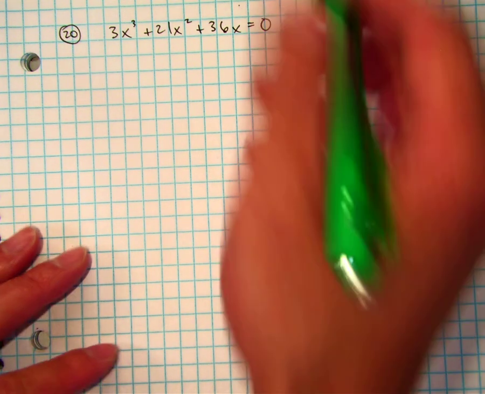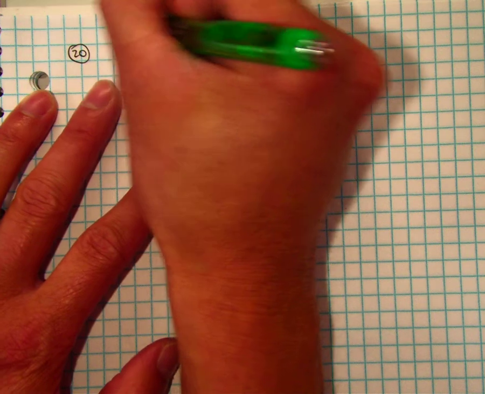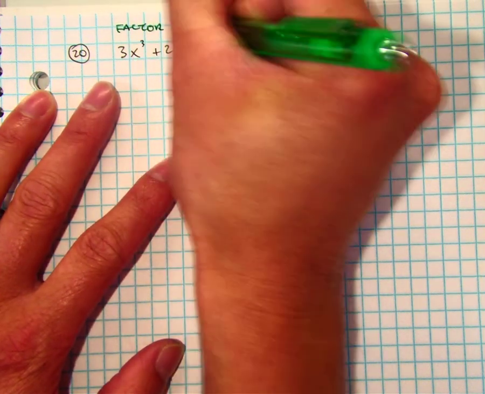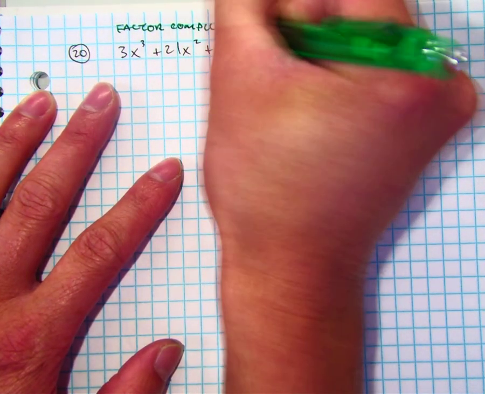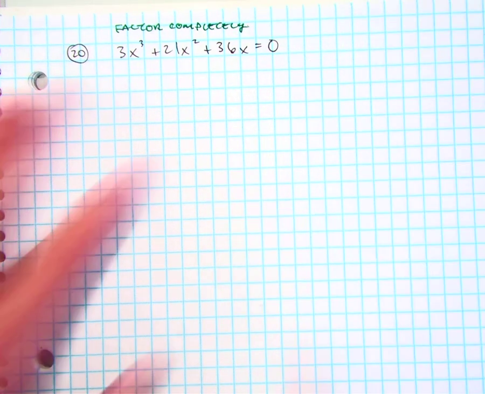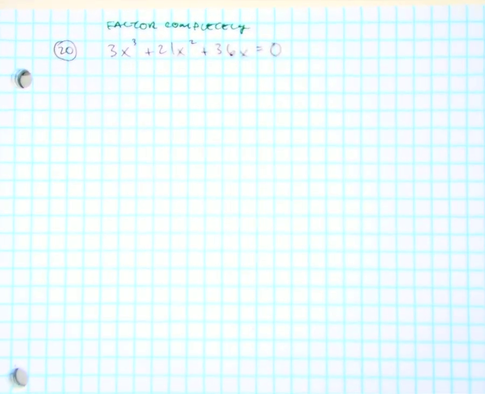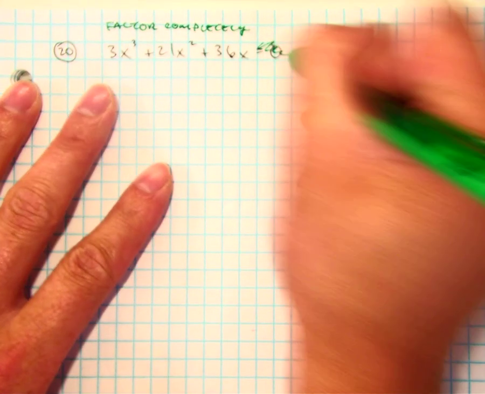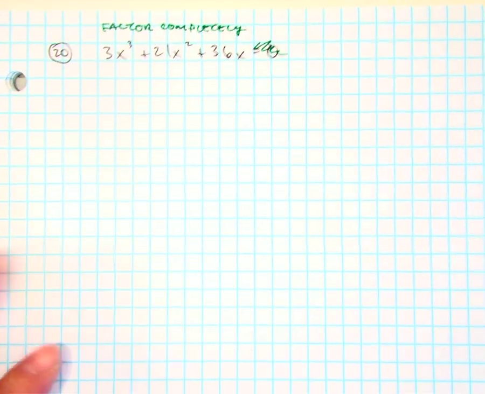All right, question number 20. They didn't give you any directions, so you can just add that factor completely. That means keep going until you can't factor anymore. And remember, when it says factor completely, you shouldn't have the x equals 0. So I have a problem here.